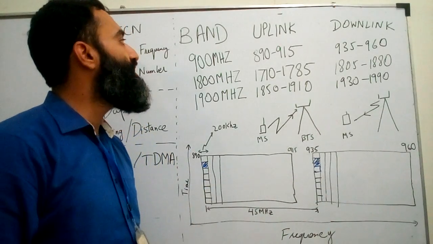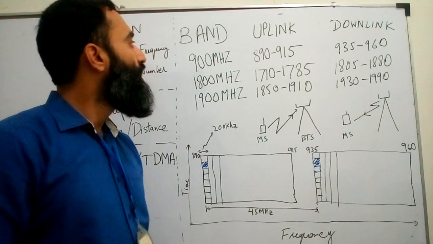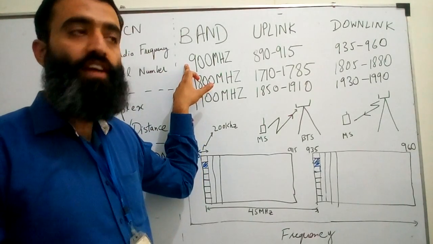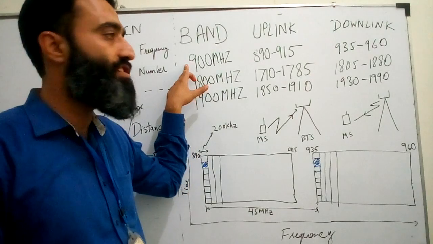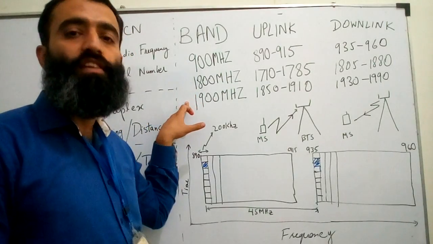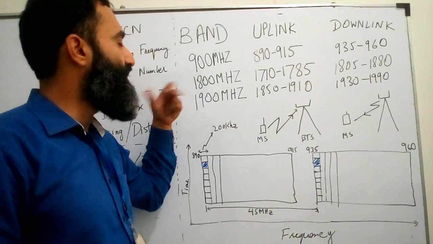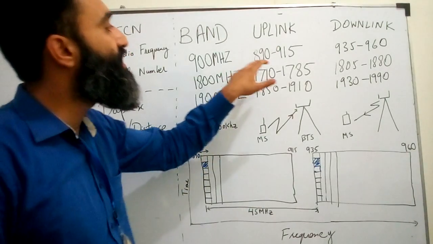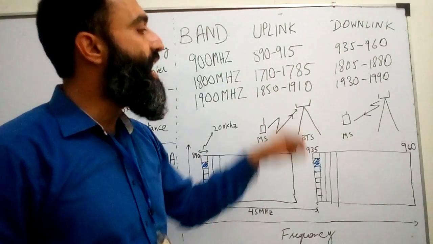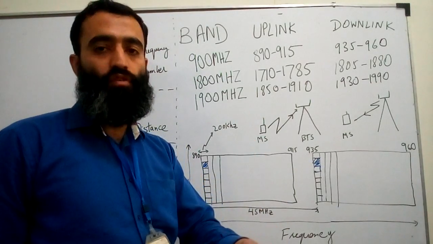Now, talking about the most frequently used bands of GSM around the world, you have the 900 MHz band, which is the most frequently used band for the deployment of GSM systems, and then you have the 1800 MHz band, and then you have the 1900 MHz band. In the 900 MHz band you have 890 to 915 MHz as the uplink frequency band, and 935 to 960 MHz as the downlink frequency band.